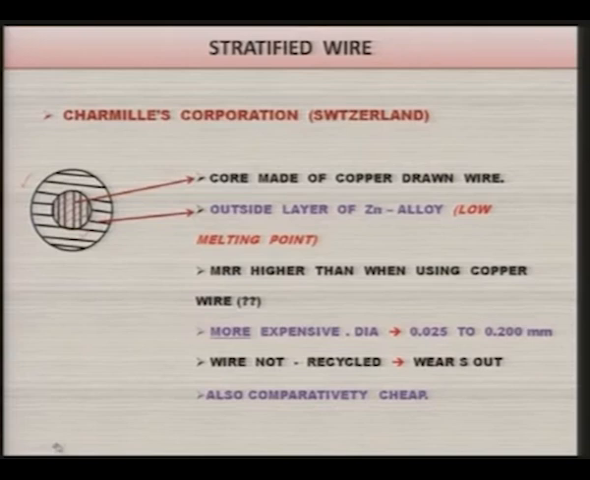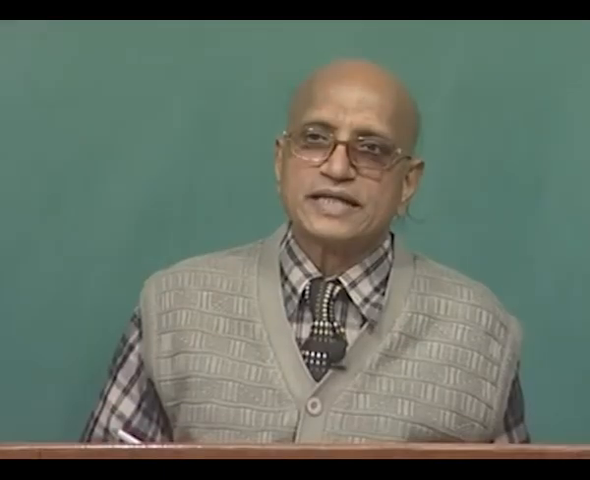Now let me explain what happens here. When you supply the current to the naked wire, which is only copper wire, and you supply high current, then sparking takes place between this copper wire and the workpiece, and melting and vaporization of the material from the copper wire start taking place, and the wire may break or it cannot carry very high current.